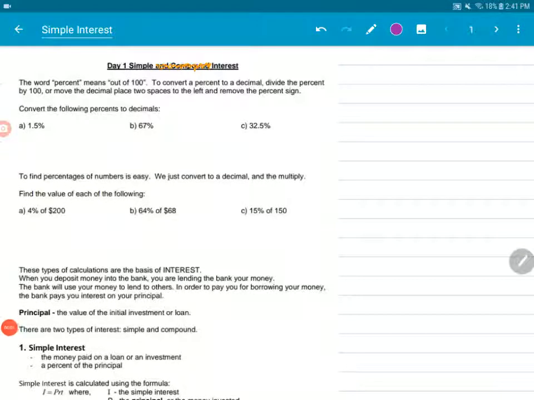Hey everyone! Today we are starting our brand new unit on personal finance, and the first day of our new unit is talking about simple interest.